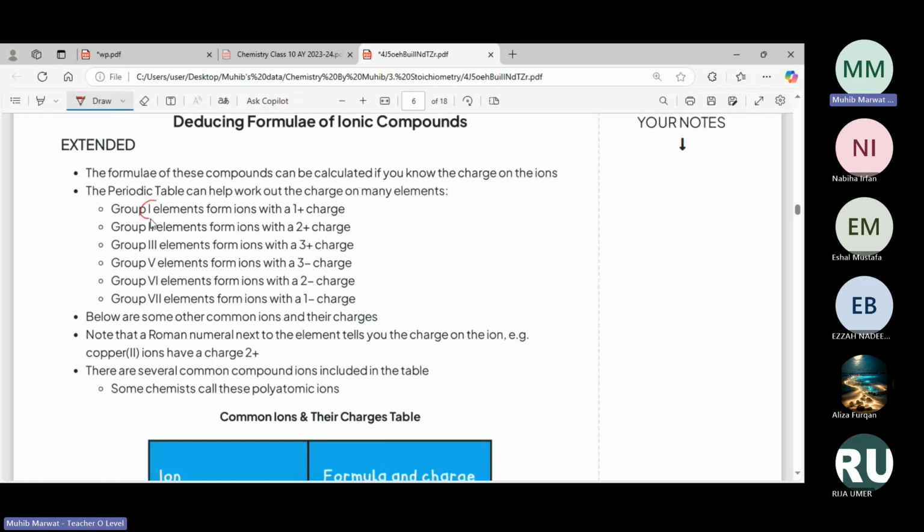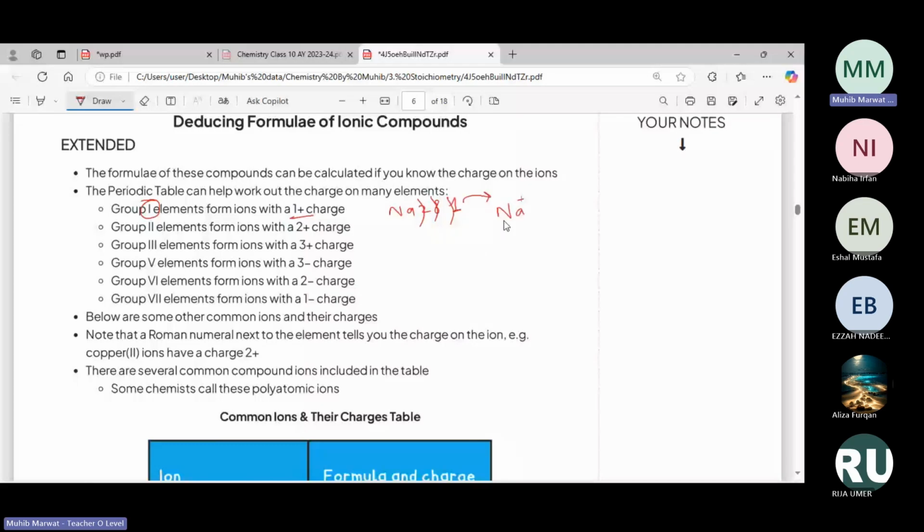Elements included in group 1 will have +1 charge because they have 1 electron in their valence shell, and they will lose 1 electron to gain stability. For example, we are talking about sodium. Sodium has 2 electrons in its first shell, 8 electrons in its second shell, and 1 electron in its third shell. So it will lose 1 electron to form a +1 ion, right? Unipositive cation.